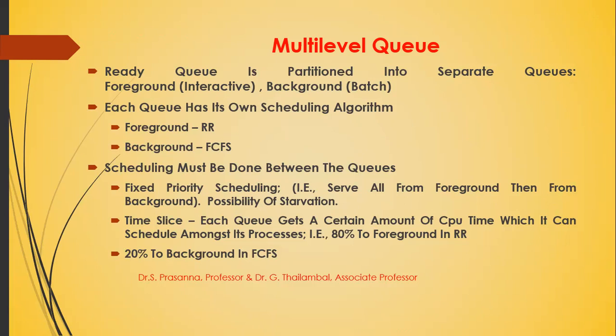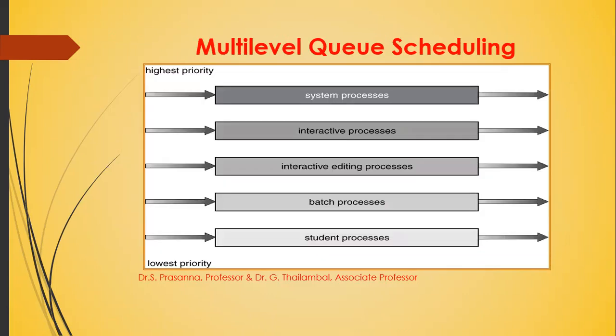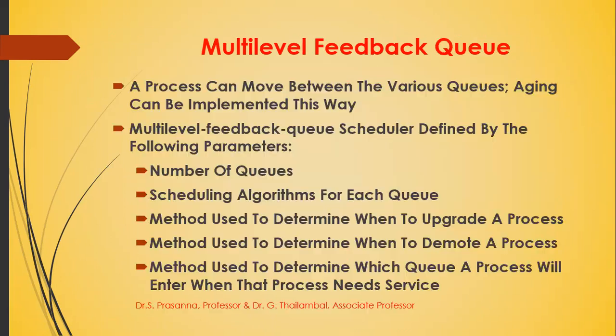So whichever process comes first in the background will be allocated the time quantum given in the RR. So this is the diagrammatic representation of multi-level queue scheduling. Highest priority processes were there, and also the lowest priority processes. Based on the RR or FCFS, all the processes get executed.